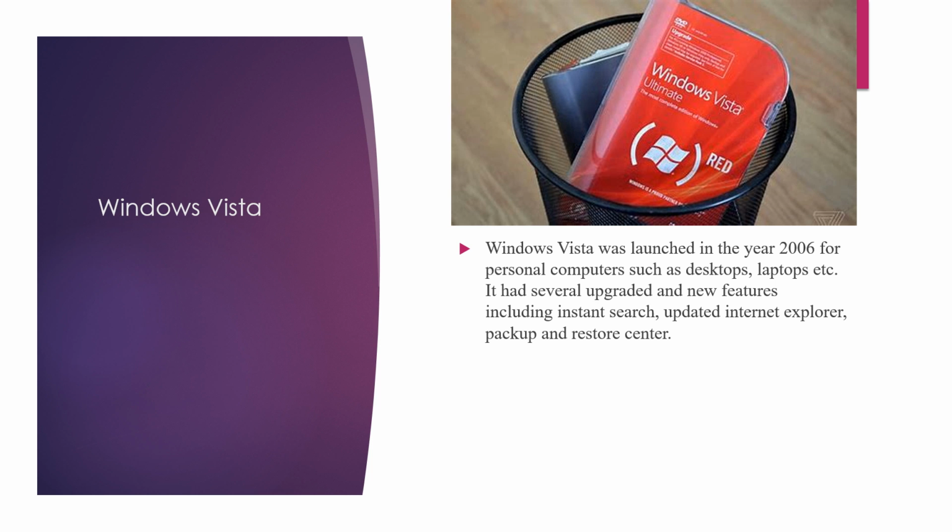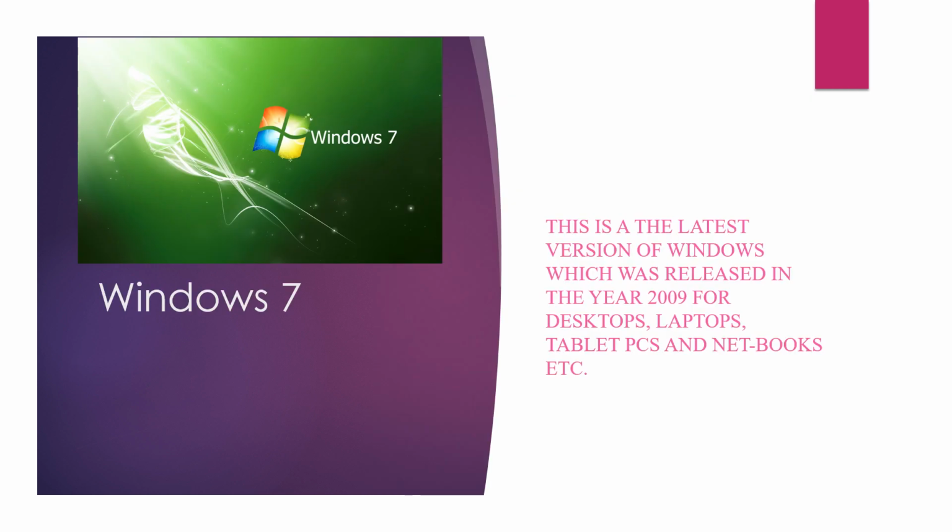Also, there was a version that we used Windows Vista in our mobiles before, I mean Android. I think most of you are familiar with Windows 7. This is the latest version of Windows, which was released in the year 2009 for desktops, laptops, tablets, PCs, and most of the notebooks or netbooks. So Windows 7 has all the abilities of the other Windows that we have studied up to now.